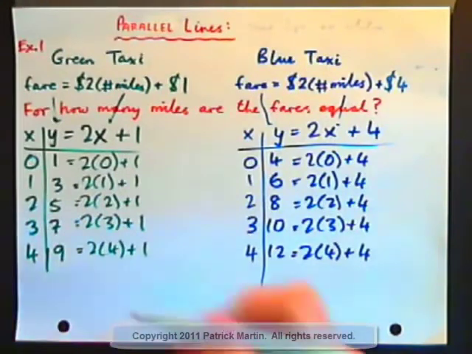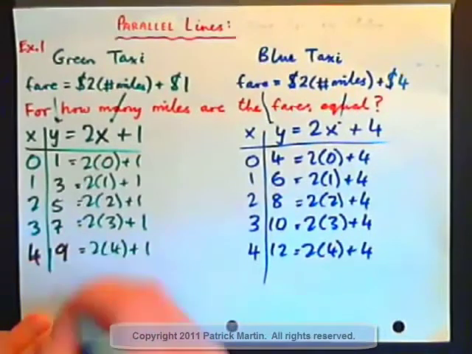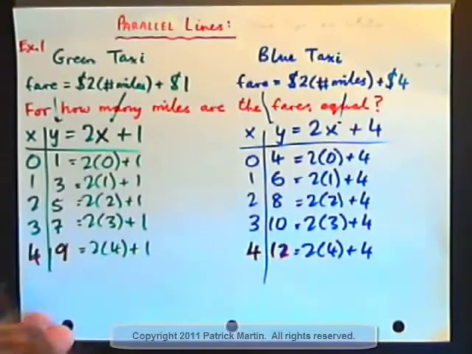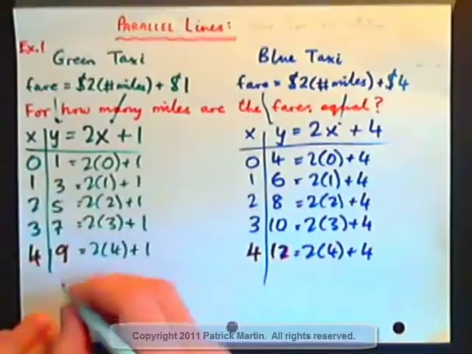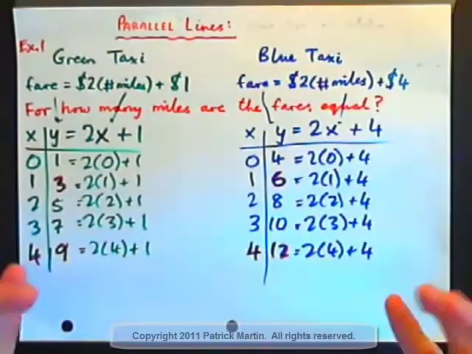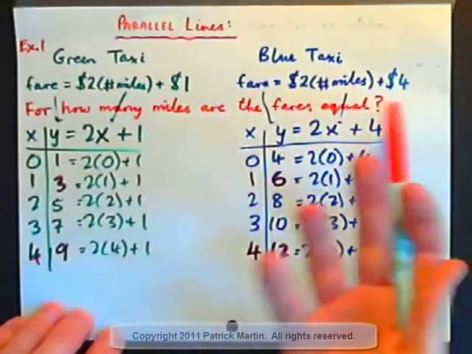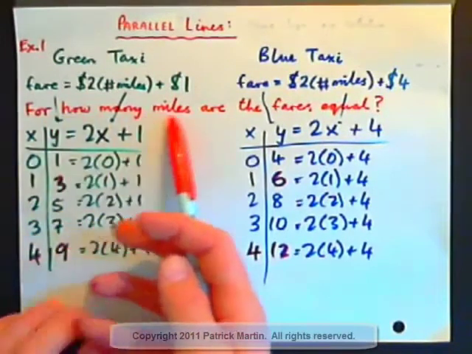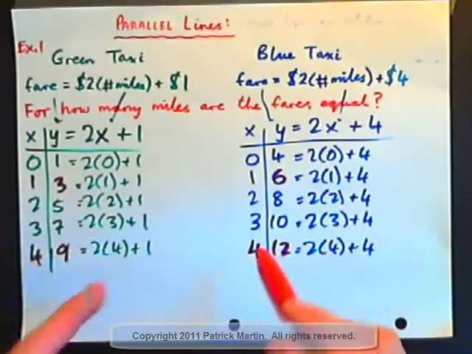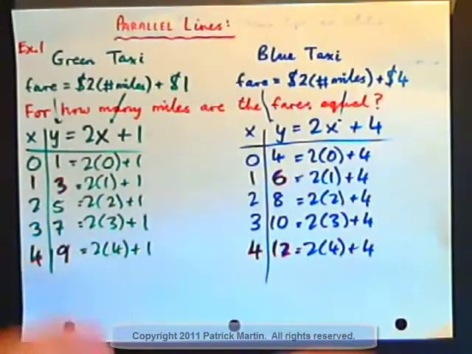Basically, we should know that the green taxi, if I go 4 miles, it costs me $9. If I go 4 miles in the blue taxi, it costs me $12, right? If I go 1 mile in the green taxi, it costs me $3. If I go 1 mile in the blue taxi, it costs me $6. So we should know that. So the interesting question when we compare two linear equations is, for how many miles are these fares equal? Or for what x do they both have the same y value? That's the interesting question with two linear equations, with a system of equations.